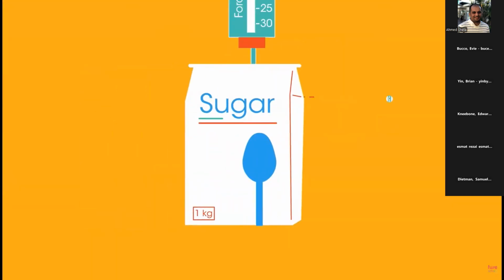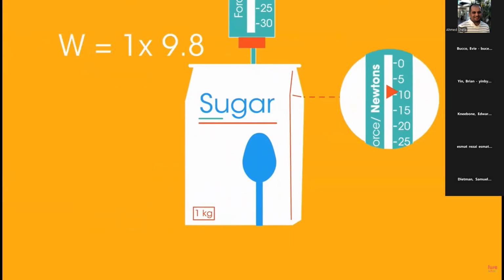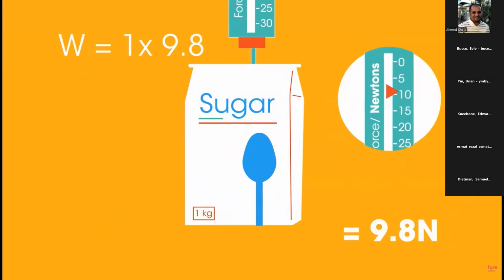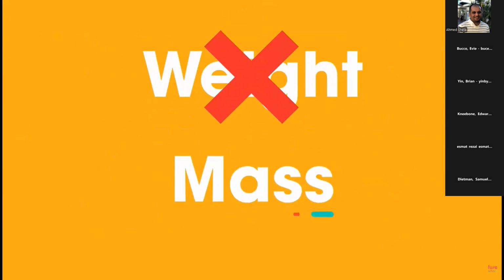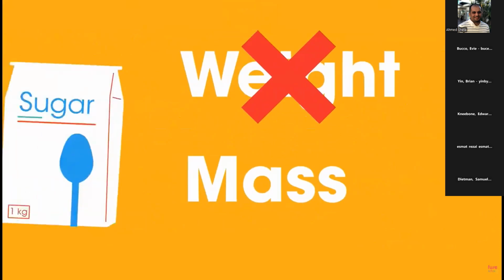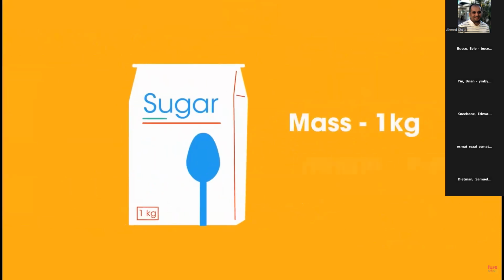So the weight of the 1 kilogram bag of sugar is 1 times 9.8, which equals 9.8 newtons, as the picture shows. Often in everyday life, we use the word weight when in fact we mean mass. The bag of sugar has a mass of 1 kilogram, but a weight of 9.8 newtons.